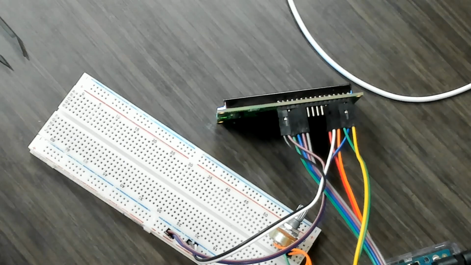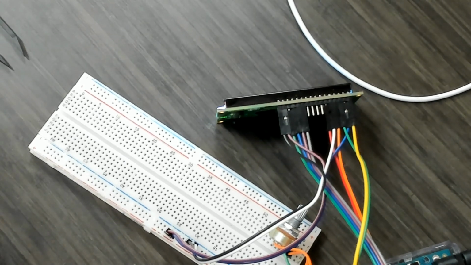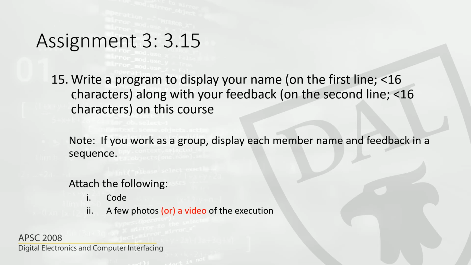So here is the assignment. You will have to write a program to display your name on the first line, and on the second line you will give a feedback of less than 16 characters about this course. So whether this was useful, this was good for you, whether you can take something from this course and use it for teaching your kids. Do you think this would be useful for you in any way? Any constructive feedback would be awesome. It can just be less than 16 characters though.